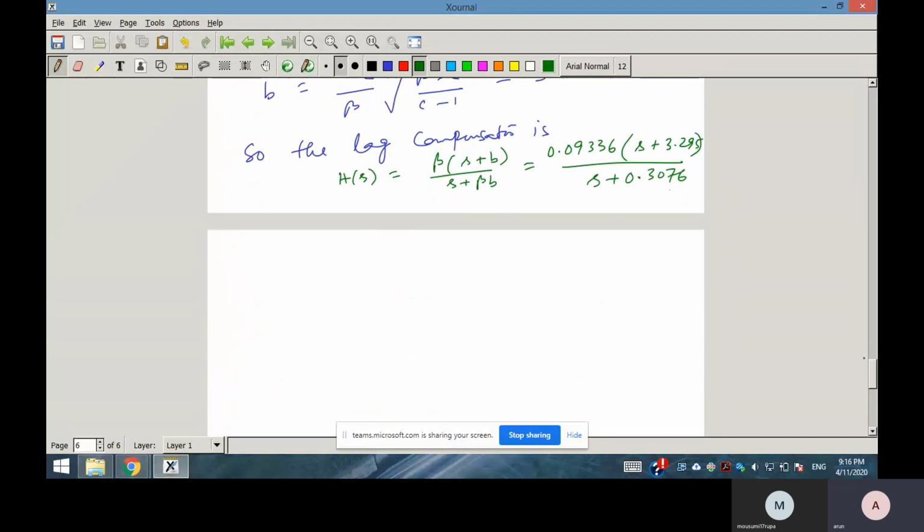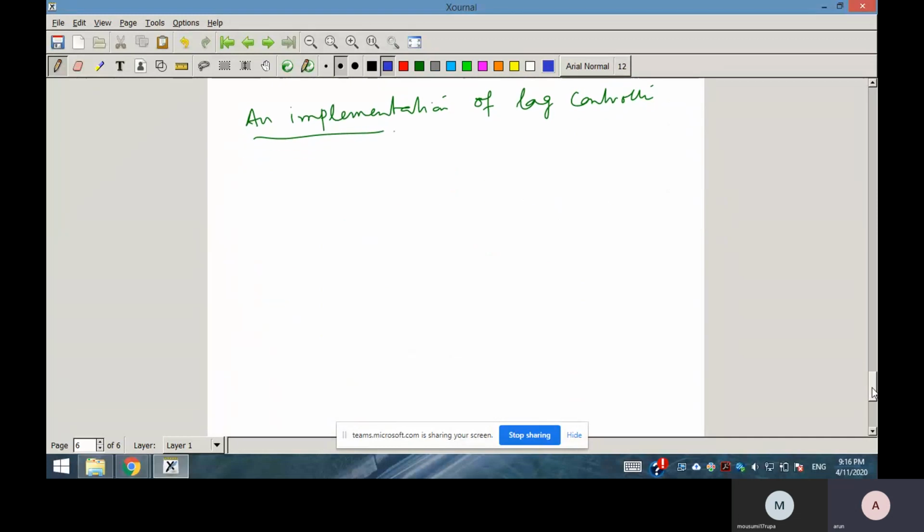So now, the implementation of the lag controller. We'll see that unlike the lead controller, no amplifier is needed here, no feedback amplifier. Only a passive circuit will suffice.